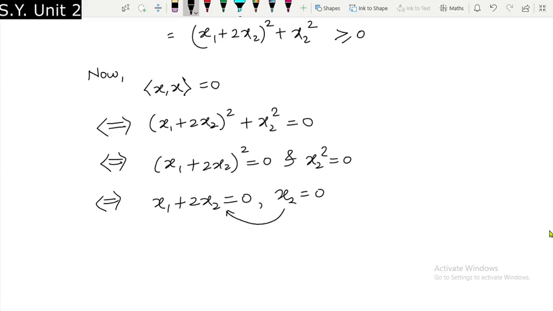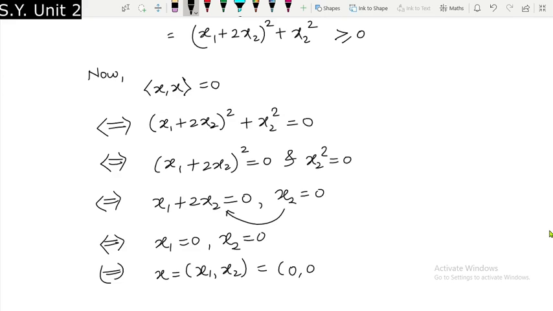So if you put x2 is equal to 0 in this equation, it will be if and only if x1 is equal to 0 and x2 is equal to 0, and if and only if x is equal to (x1, x2), which is equal to (0, 0), and that is what we wanted to prove. So that is our first property.